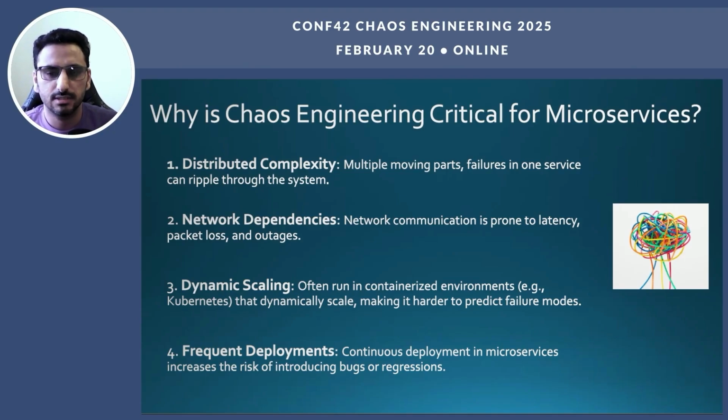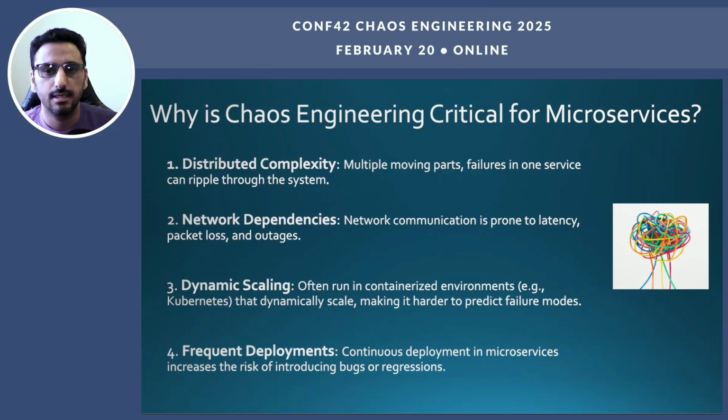Let's look at why chaos engineering is critical for microservices. Microservices are complex. They have distributed complexity. Microservices have many moving parts, which can be APIs, databases, messaging queues, or third-party services. So a failure in one service can ripple through the system. That's one of the complexities that is very necessary to look into.